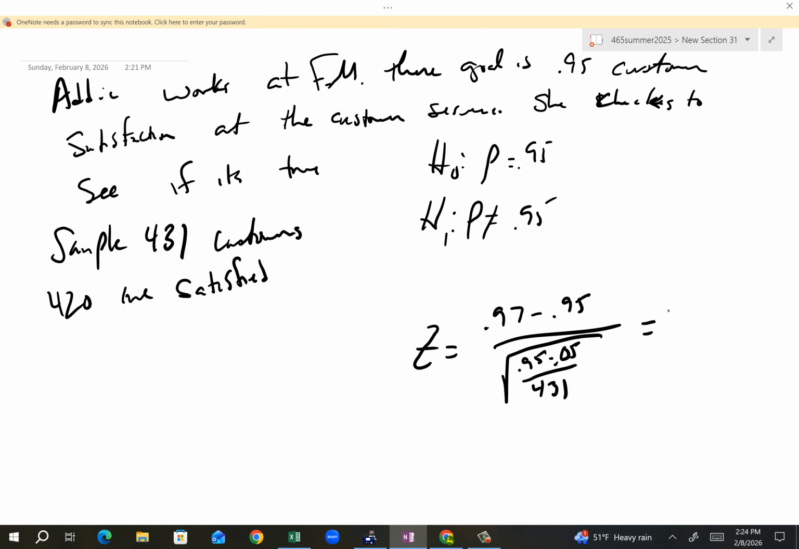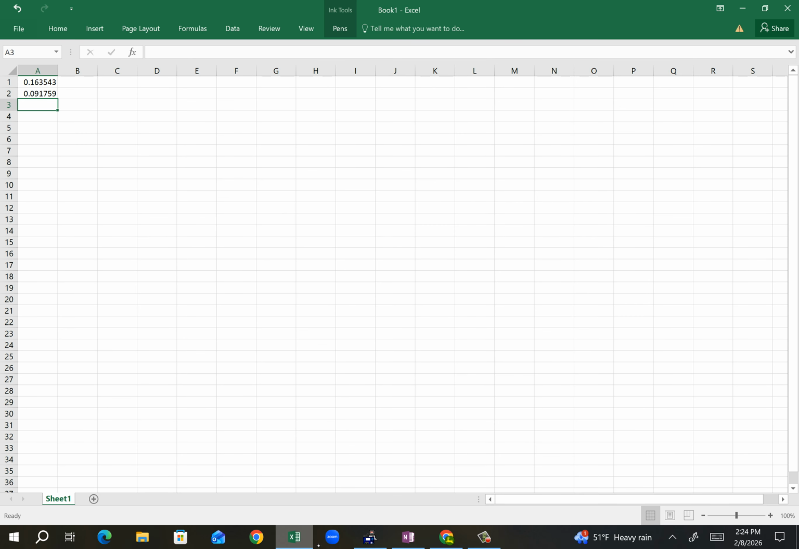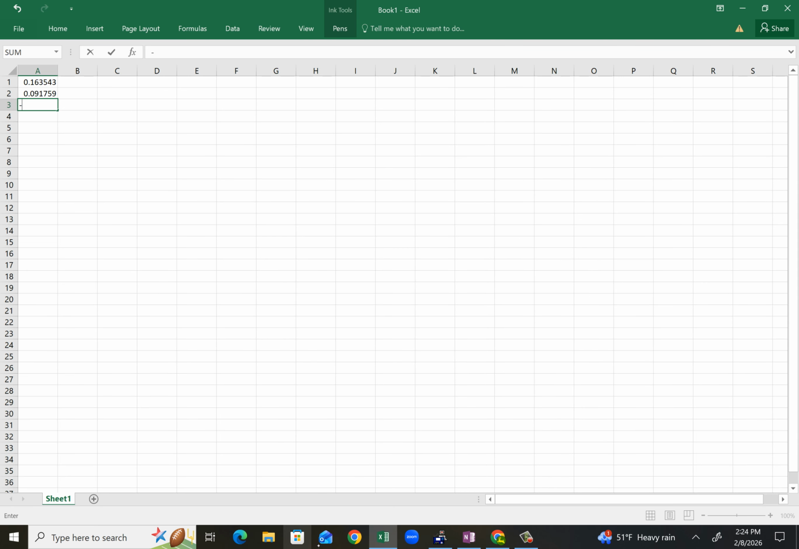Z is 1.9. All right, let's do it. Now recall, this is an upper tail, so this one's positive, so we're going to do 1 minus norm.s.dist of 1.9, comma 1.